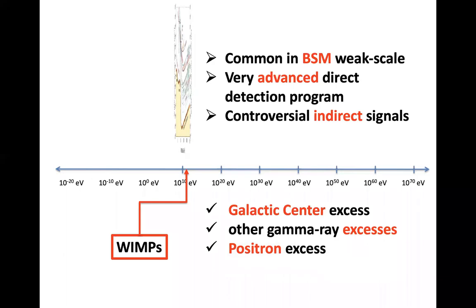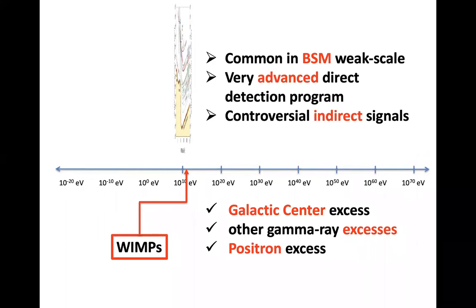Another controversial indirect signal that I spent quite a bit of time thinking about is the positron axis. This is very convincingly an axis with respect to the standard anticipated background from cosmic rays. So there's no way that within a normal cosmic ray model you can explain a secondary product such as positrons that would fit the axis of positrons observed in cosmic radiation of about 100 GeV.